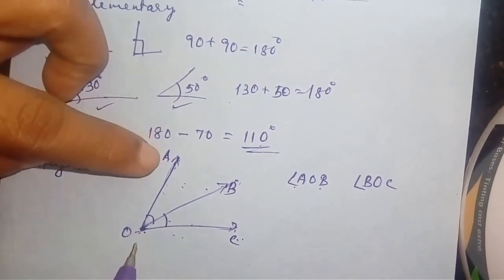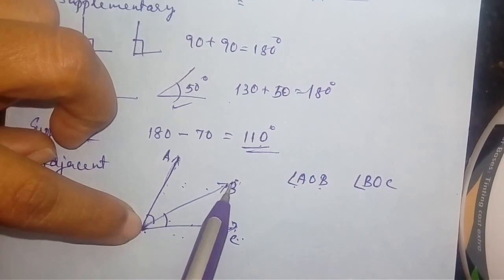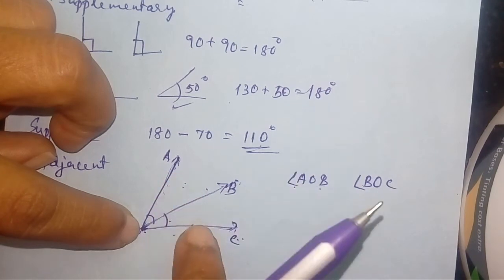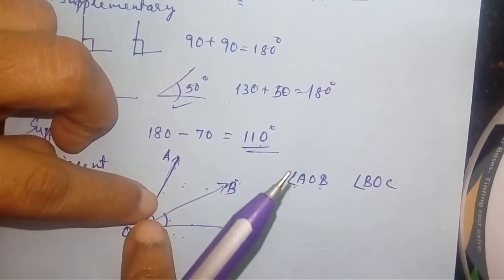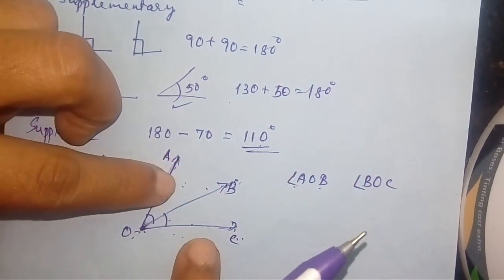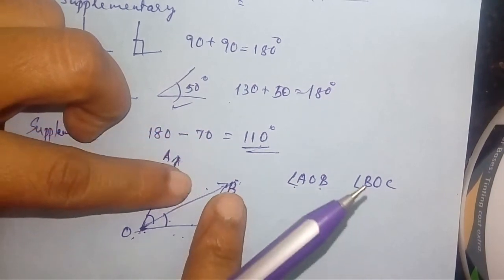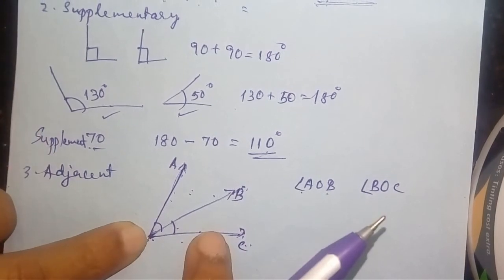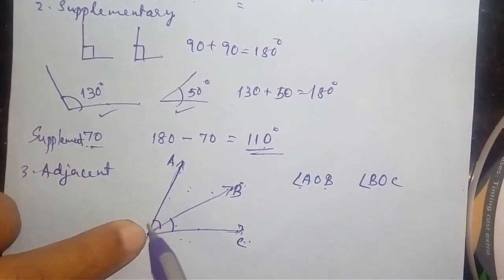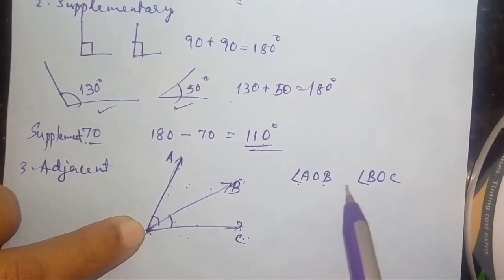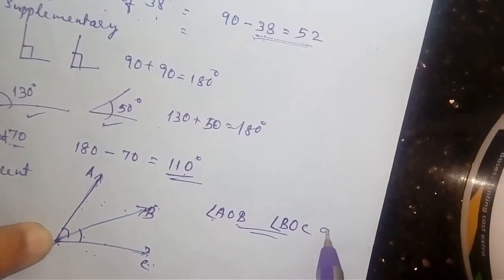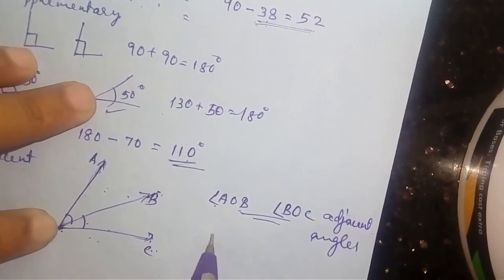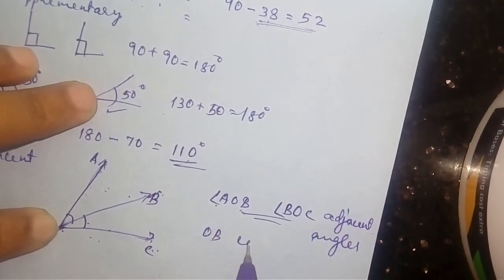Okay, two angles formed with a common arm, a common vertex and on either side of the common arm. Angles formed on the opposite side of a common arm, where there will be a common arm and a common vertex, such angles are called adjacent angles. Here angle AOB and angle BOC are the adjacent angles with the common arm OB.